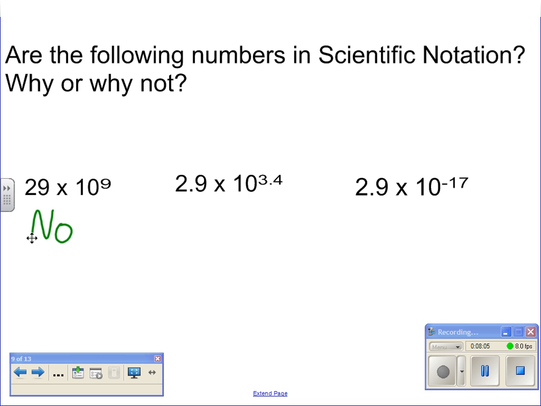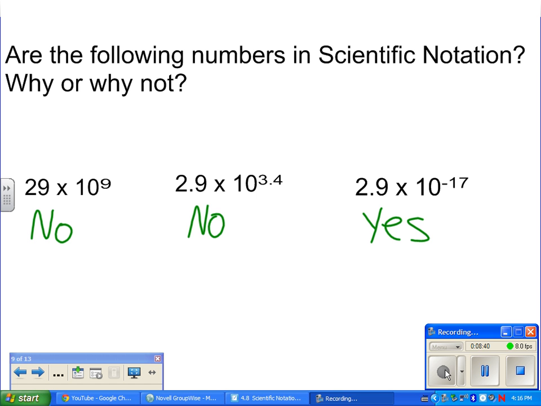2 9/10 times 10 to the 3 4/10 power. Well, hopefully you realize that 3 4/10 power is not a power we work with. So that is no. And lastly, we have 2 9/10 times 10 to the negative 17th power. And that is yes. That is the way we have been looking at our powers.